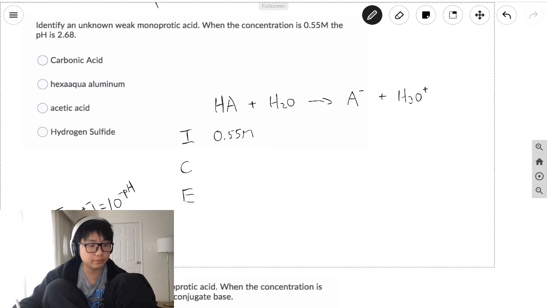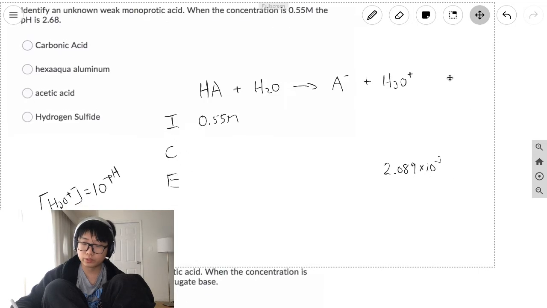So if you punch that into your calculator, you should get that the concentration of the hydronium, which you're going to put at the ending concentration, or the equilibrium concentration. I keep calling it the end, initial and the end, but I think that E is supposed to be equilibrium. So the equilibrium concentration is 2.089 times 10 to the negative 3.